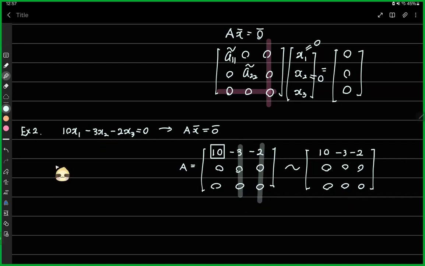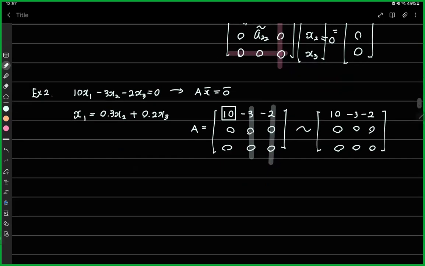So then x1 is, let me just, oops. So x1 must be what? It is 0.3 x2 plus 0.2 x3, right? So I just moved two terms to the right-hand side and divided by 10. So we got this. And then let me express this one as a parametric vector form.